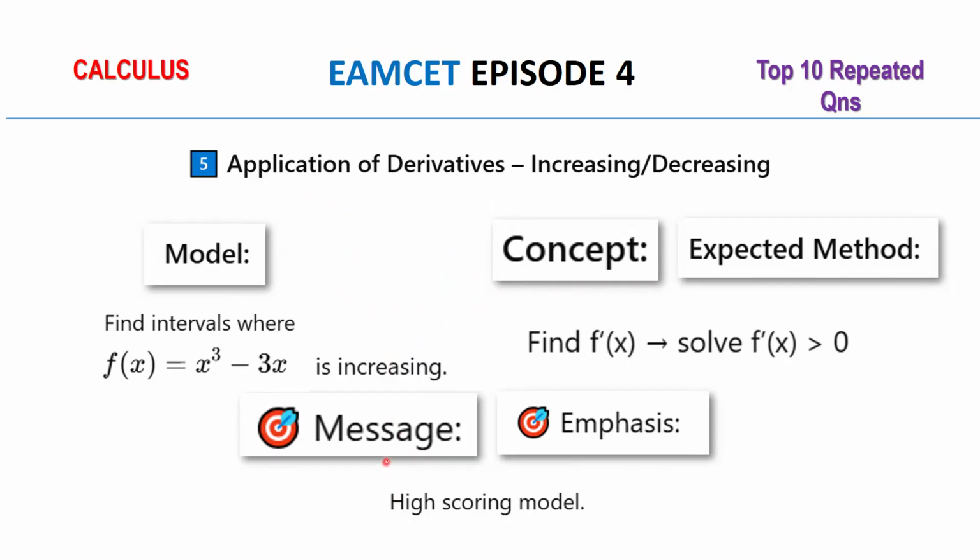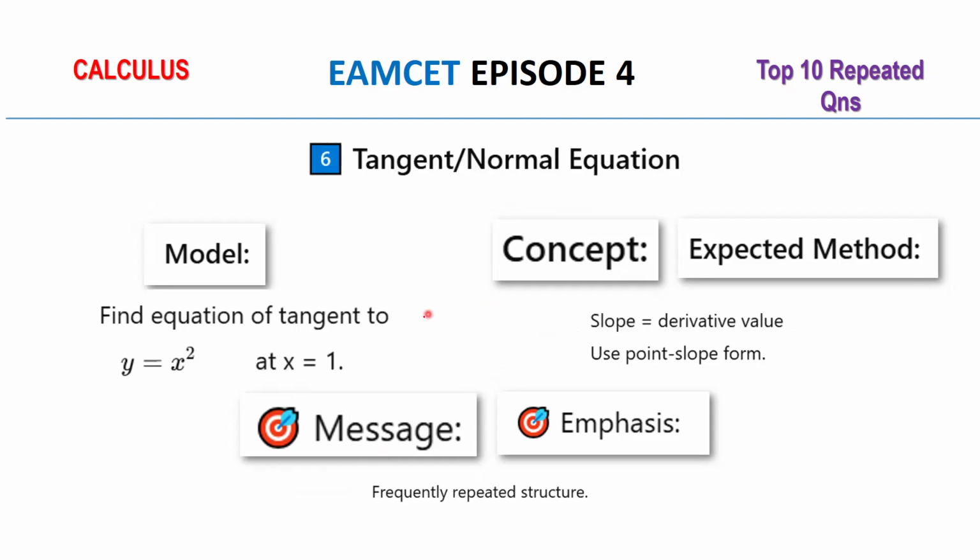Take care of this, and then the concept. I'm trying to give you the concept, and then if you take up any textbook, you will get to know. So what is the sixth one? Sixth one is what? Tangent or normal equation.